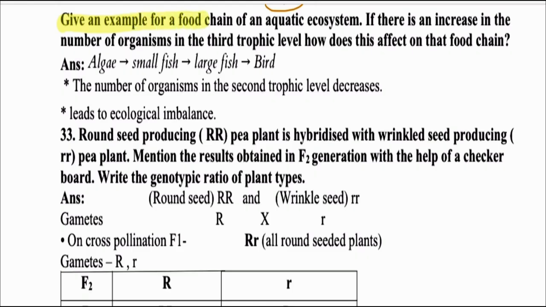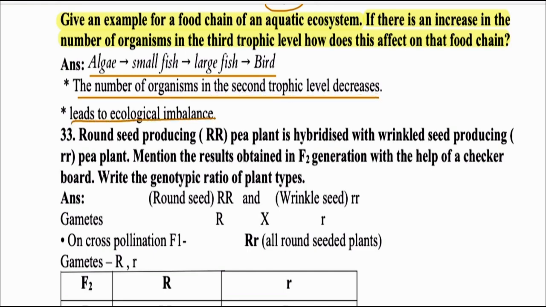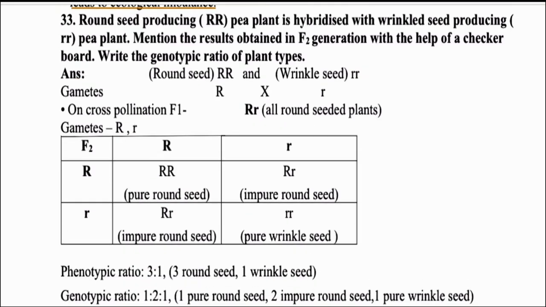Give an example for the food chain of an aquatic ecosystem. If there is an increase in the number of organisms in the third trophic level, how does this affect that food chain? This is the food chain: algae, small fish, large fish, and bird. The number of organisms in the second trophic level decreases and it leads to ecological imbalance. Let's go to the 33rd question.